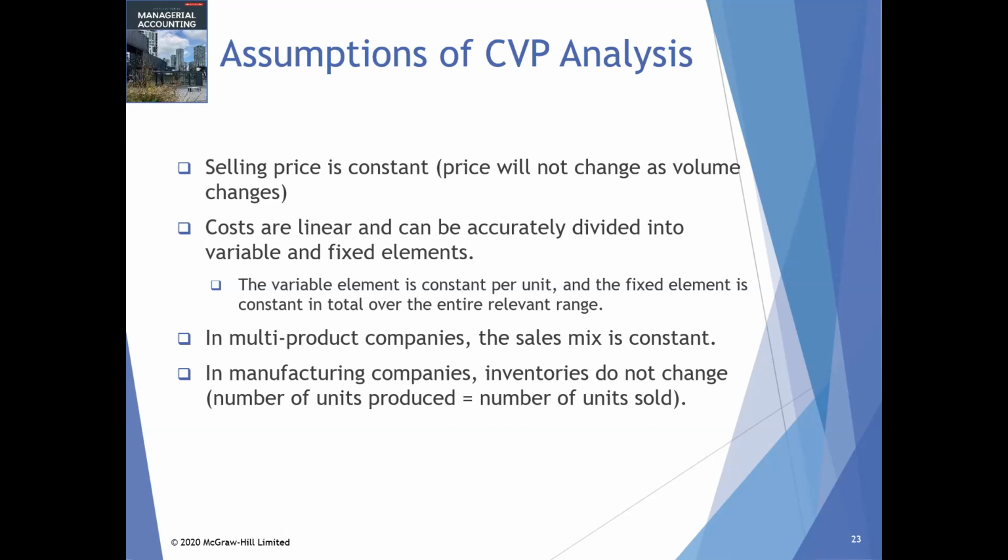The variable element is constant per unit. We know that the variable elements are constant per unit. We cannot change it. As the production of chairs, or here in this case bicycles, increases, then definitely the variable cost will also increase. The fixed element is constant in total over the entire relevant range.